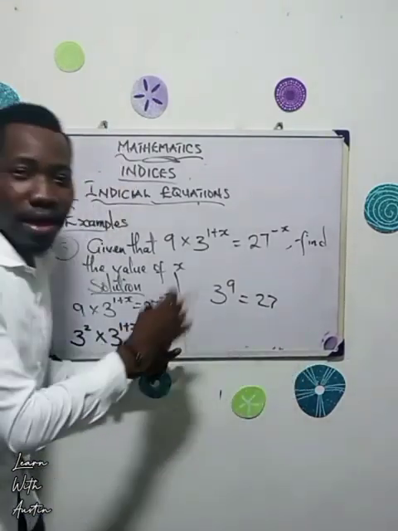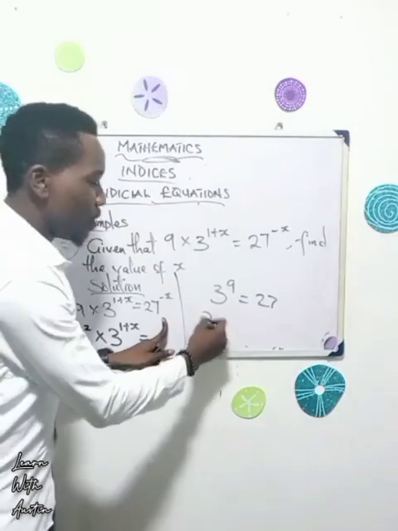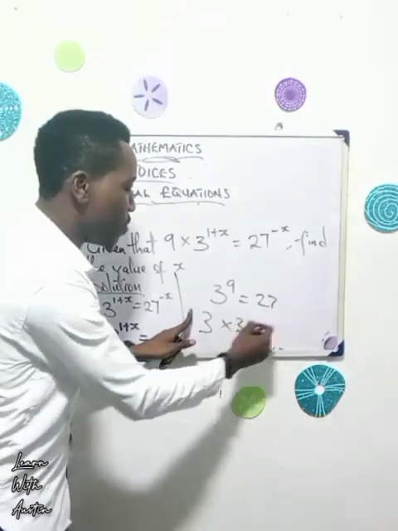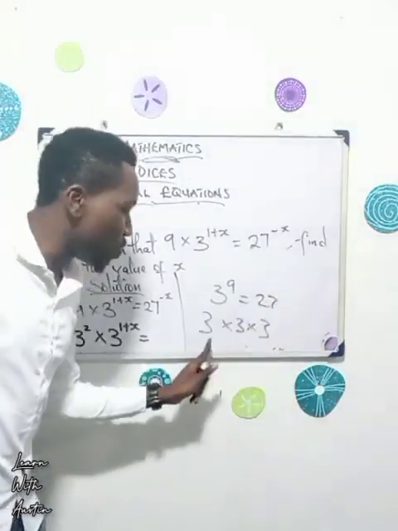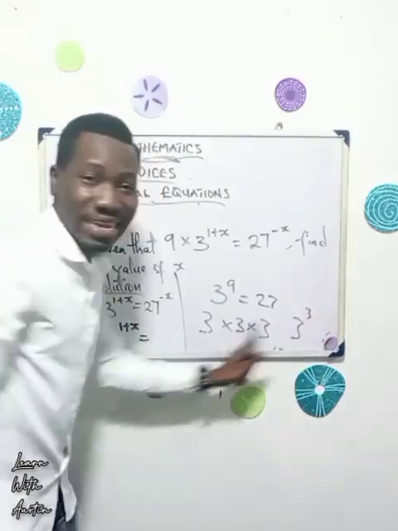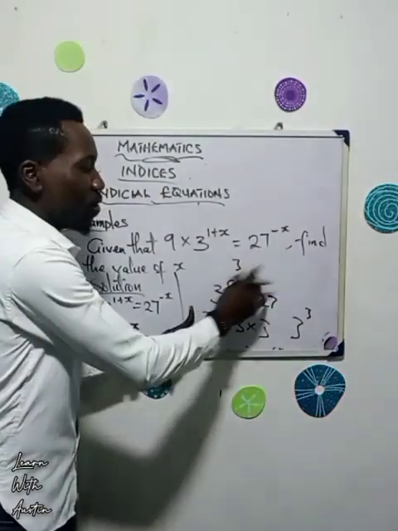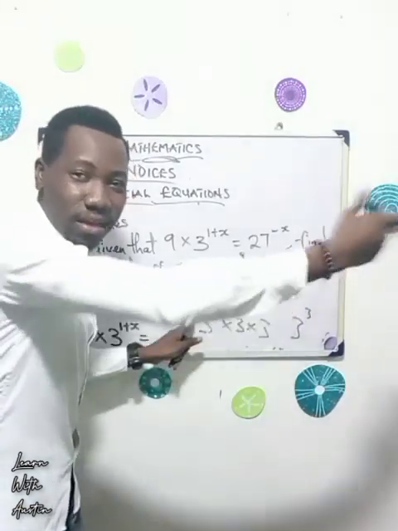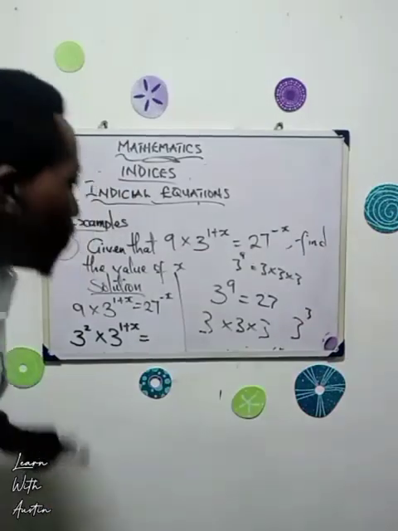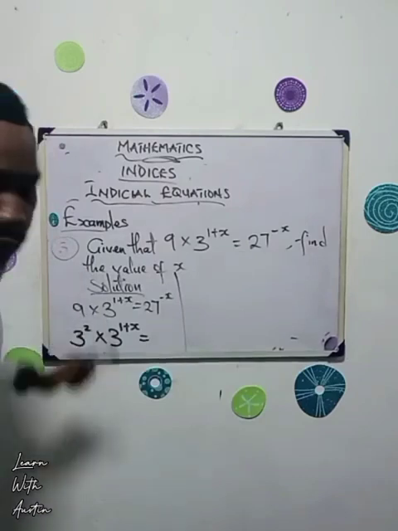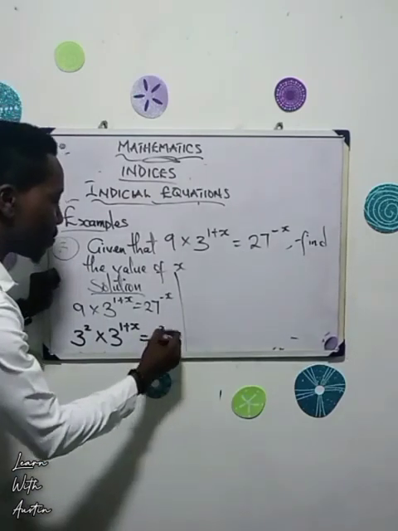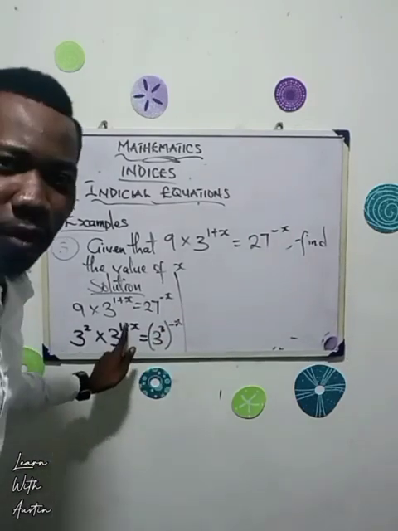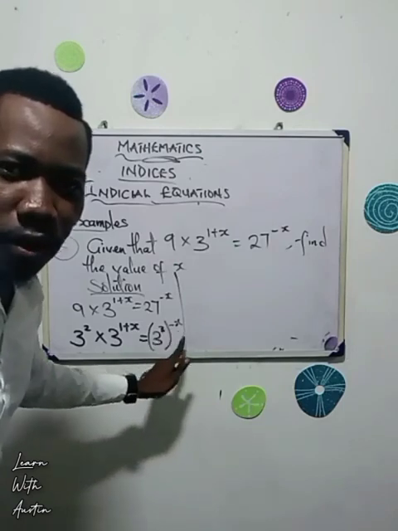So we want to express 3 to the power that will give us 27. It is actually 3 times 3 times 3, which gives us 27, that is 3 raised to the power of 3. So 3 raised to the power 9 would actually mean 3 multiplied 9 times. Yes, 3 raised to the power of 3. So we have 3 raised to the power of 3, all raised to the power of minus x. Alright, so we have 3 raised to the power of 2 times 3 raised to the power of 1 plus x equals 3 raised to the power of 3, all raised to the power of minus x.